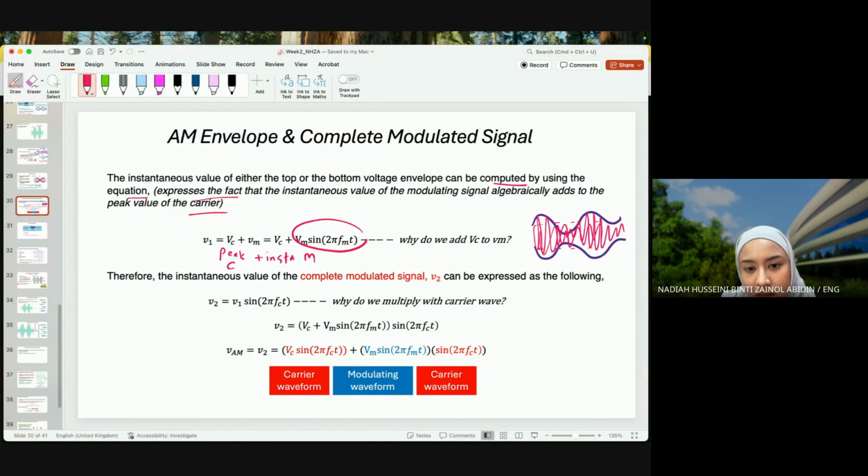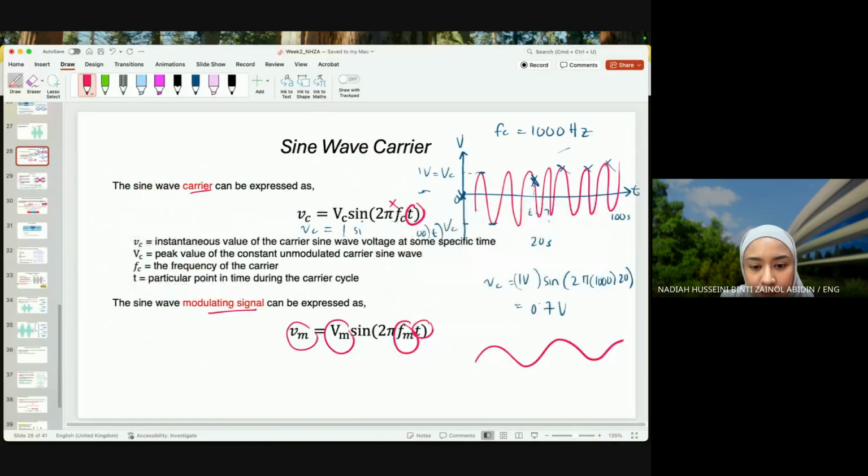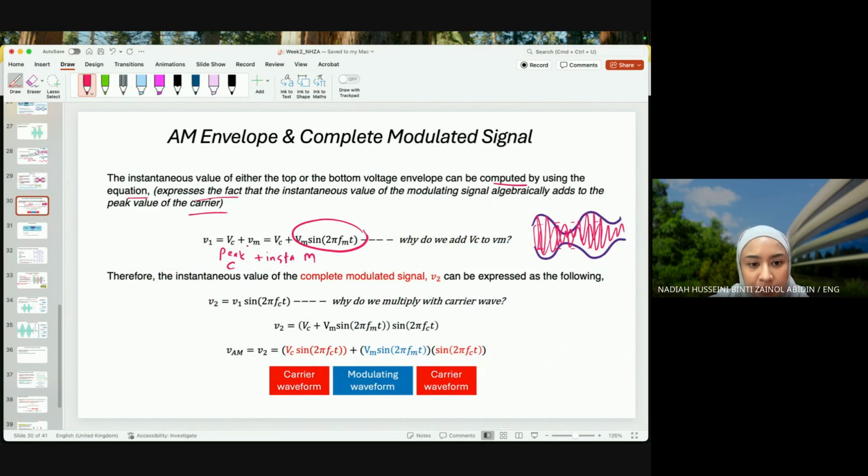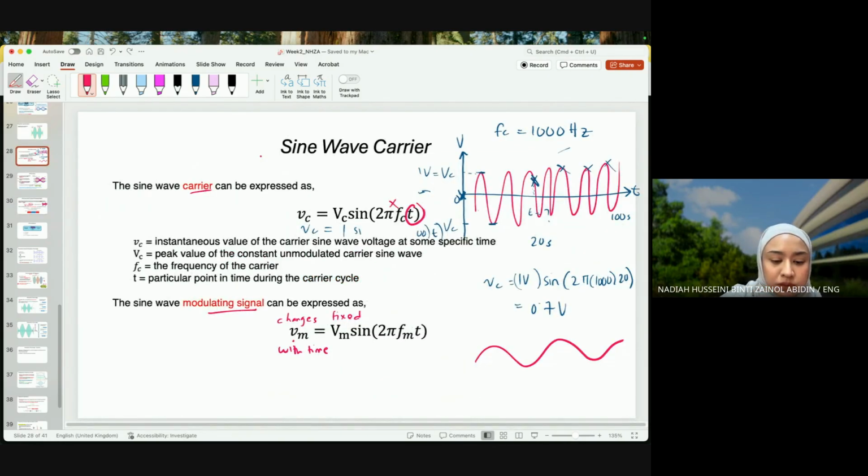Where did I get this? We discussed this earlier. The instantaneous value of Vm is just this. Instantaneous means it's not fixed. When V is capital, it is a fixed value. The instantaneous value changes with time. That's why it's called instantaneous. Why does it change? Because we have a sine wave in the equation. So again, Vm is this. Oh, sorry.